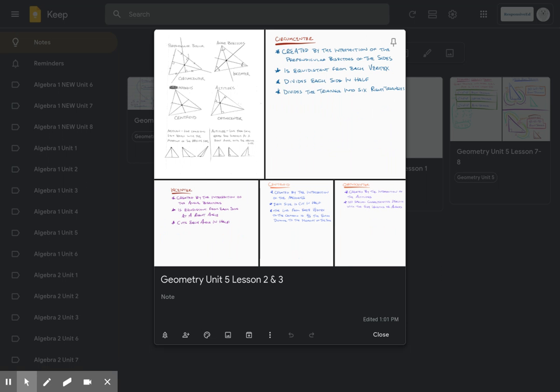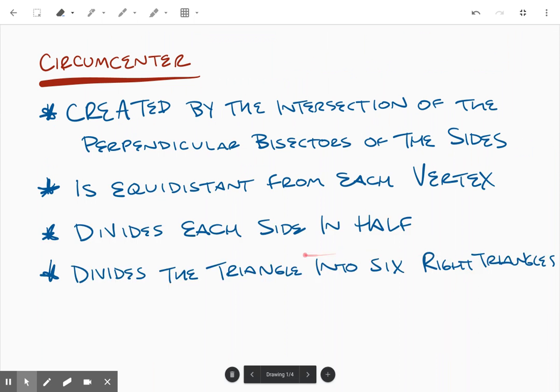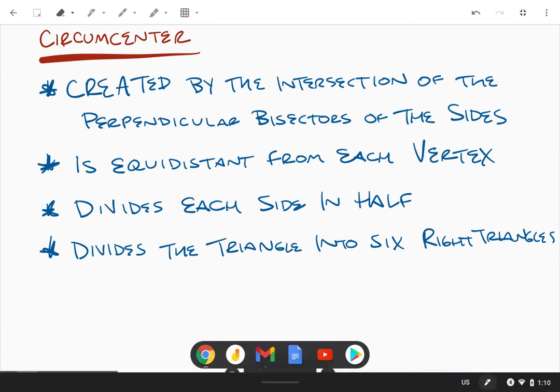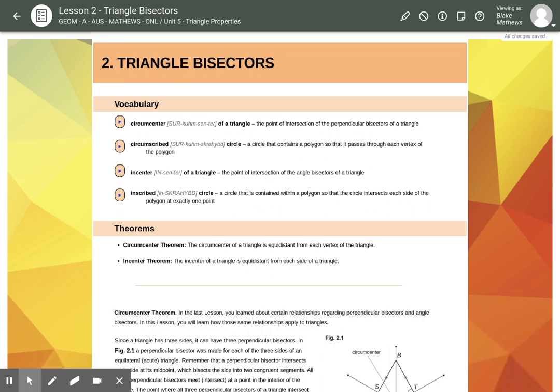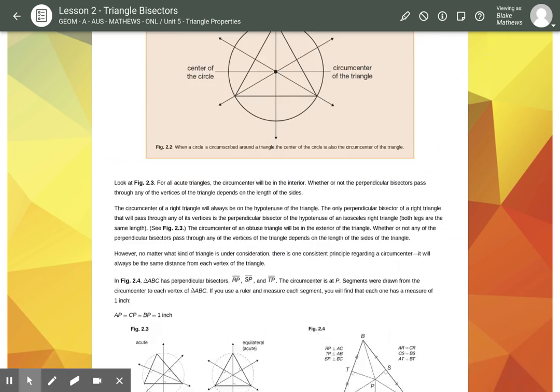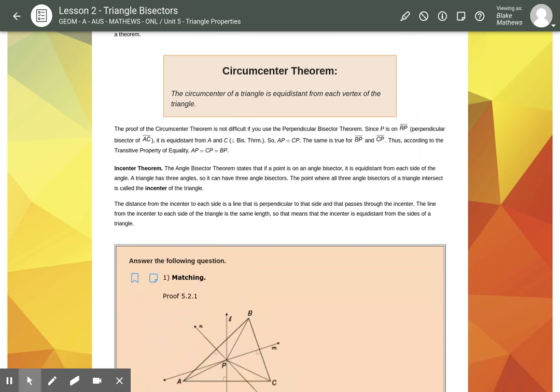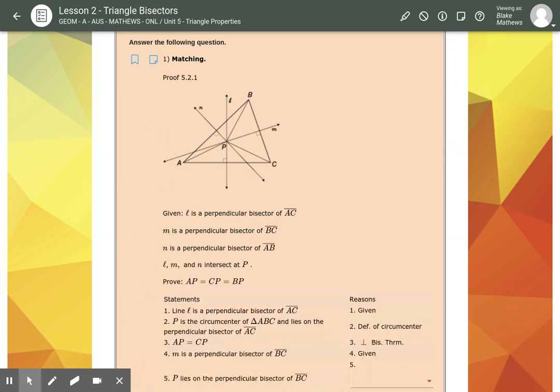So let's look at the next part, which is the first proof that comes up in the lesson. So let me jump over here. We've gone over the information about circumcenter. It says here the circumcenter theorem, which we just discussed, is that the circumcenter of the triangle is equidistant from each vertex. Then they're going to have us do a proof. So I'm going to go over this for you. Like I said, we'll do the proofs together on the videos. Let's read through it. So we have some givens. Line L is a perpendicular bisector of AC.